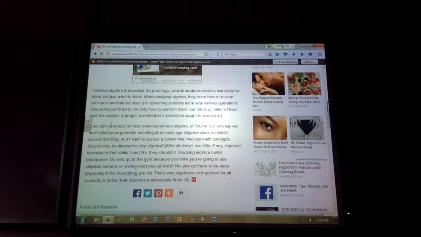Do you go to the gym because you think you're going to use elliptical trainers or rowing machines at work? No, you go there to be more physically fit for everything you do. That's why algebra is so important for students. It helps them become intellectually fit for life.